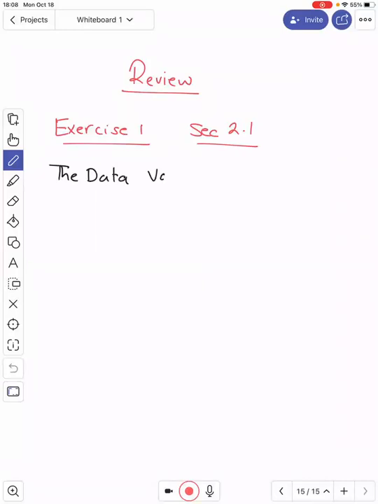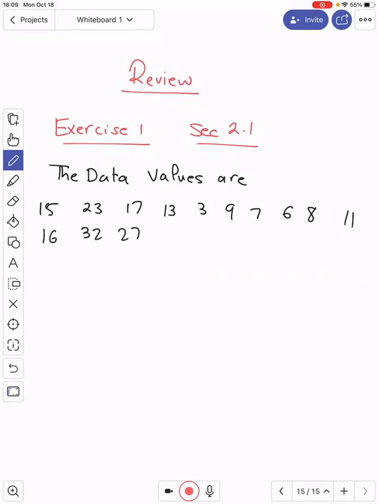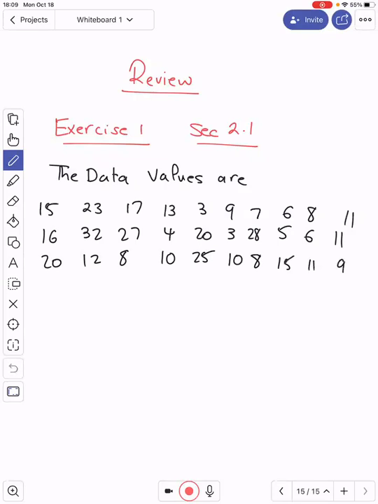Very quickly. So the data values are 15, 23, 17, 13, 3, 9, 7, 6, 8, 11, and then 16, 32, 27, 4, 20, 3, 28, 5, 6, and then 11. And finally, the last line, we have 20, 12, 8, 10, 25, 10, 8, 15, 11, and 9. Okay, so this is your data.